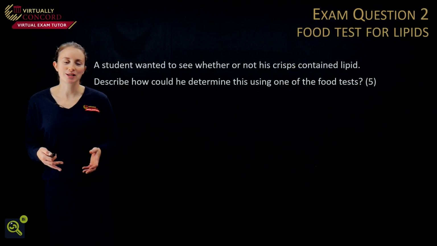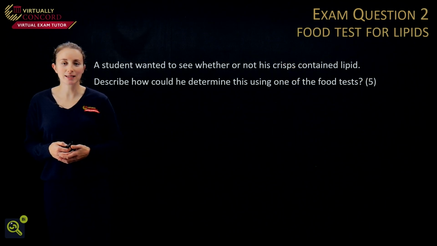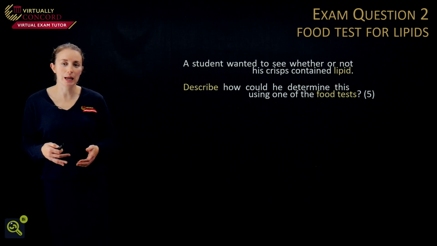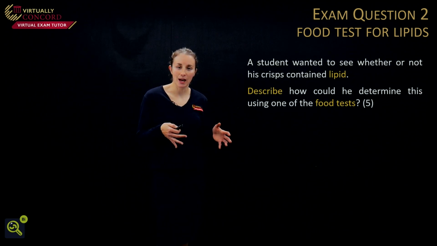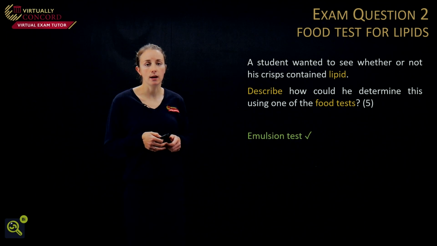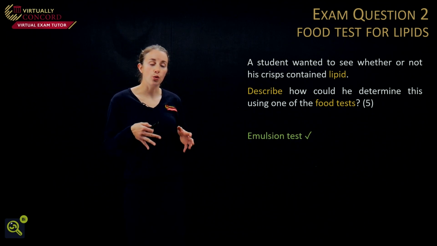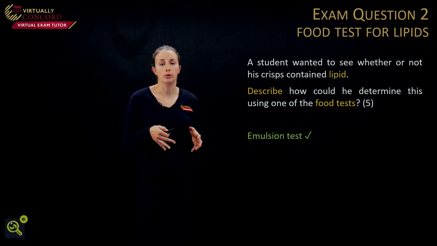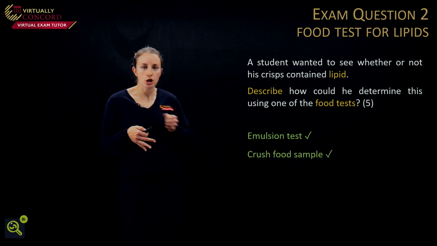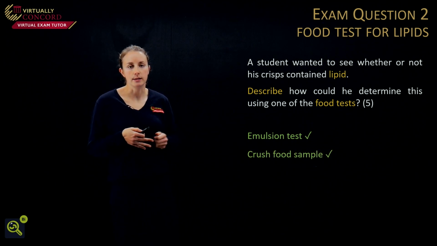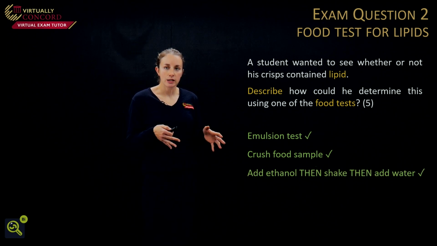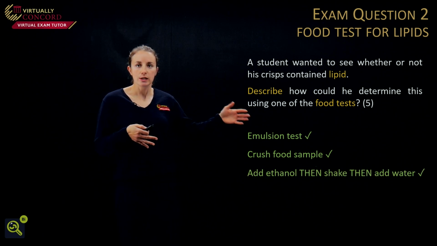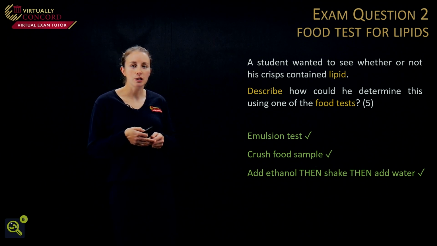So for our second question, we have one relating to the food test, and in this case, it is the test for lipids. They have not given you the name of the test in this question, so you do need to include that within your answer, and that is the emulsion test. In this question, the student has used crisps, which is a solid food sample. So you would need to crush that food sample, for example, in a pestle and mortar before you started your experiment.